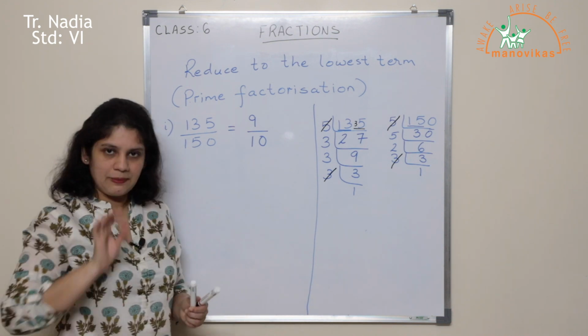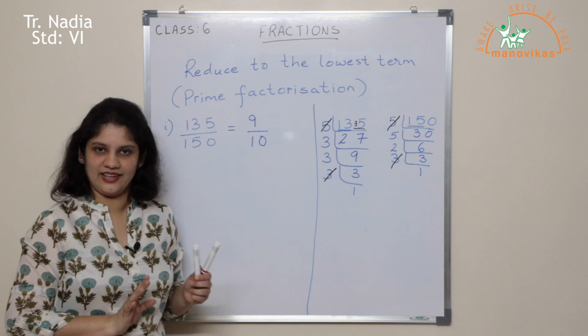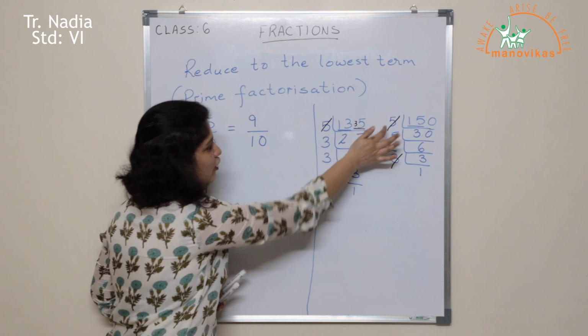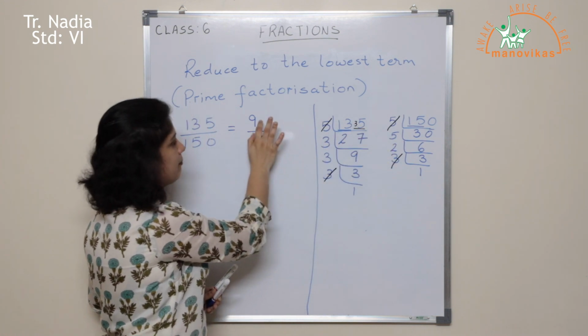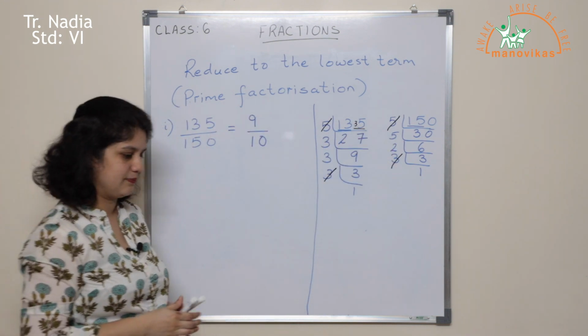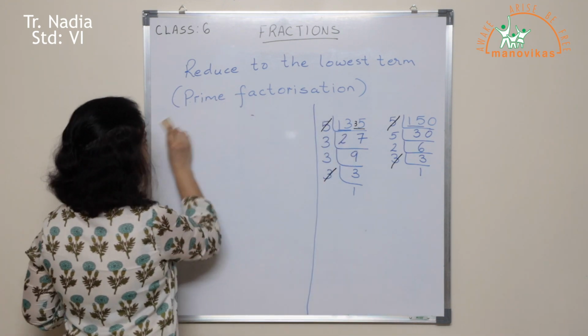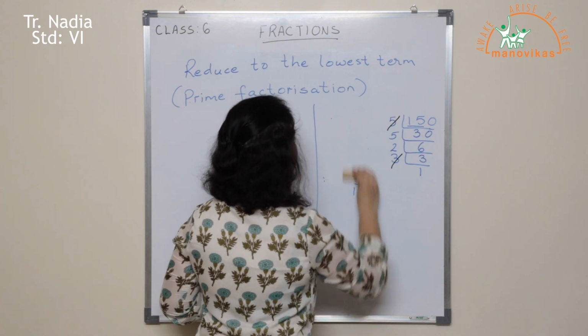This method is simple and 100% you will get the correct answer. But make sure to use only prime numbers, strike off pairs, whatever remains, multiply and get your answer. Let us take another example to understand this method.